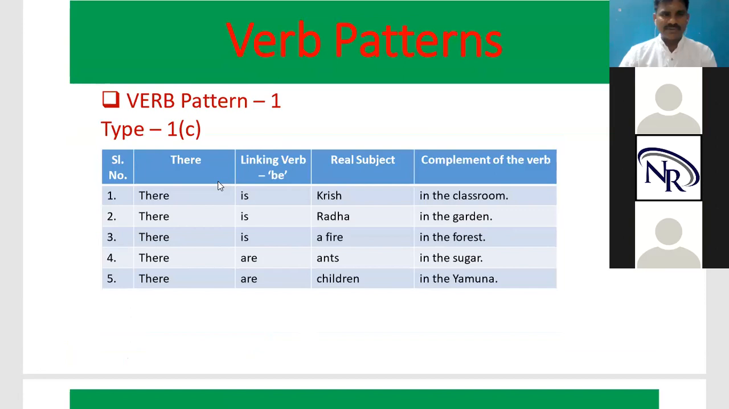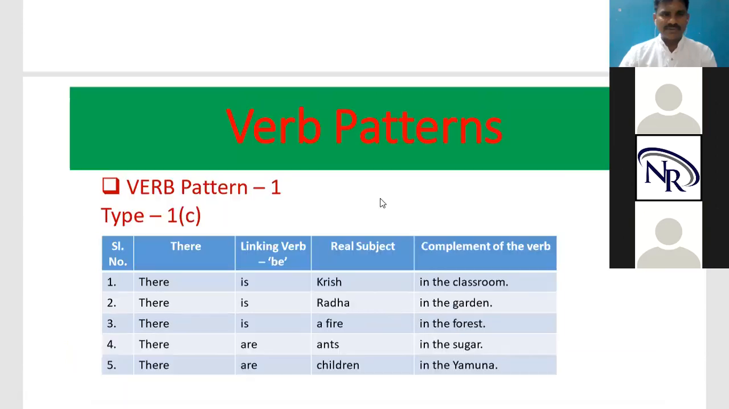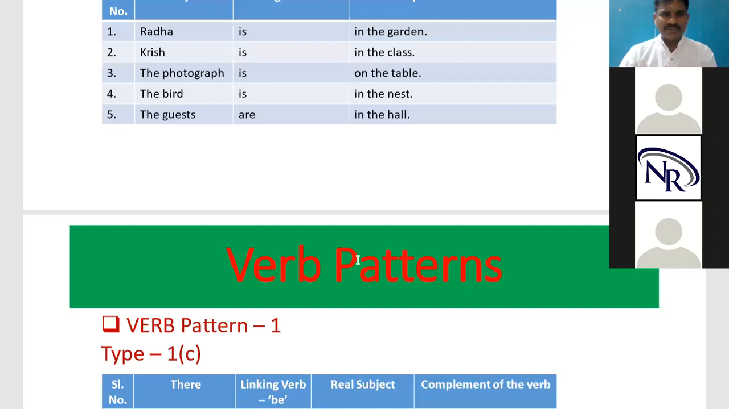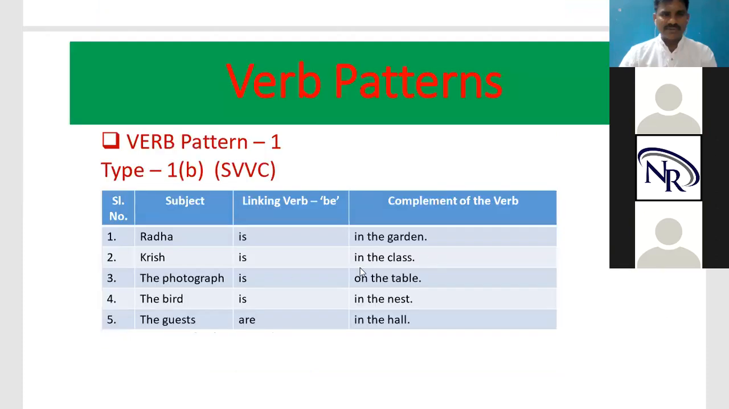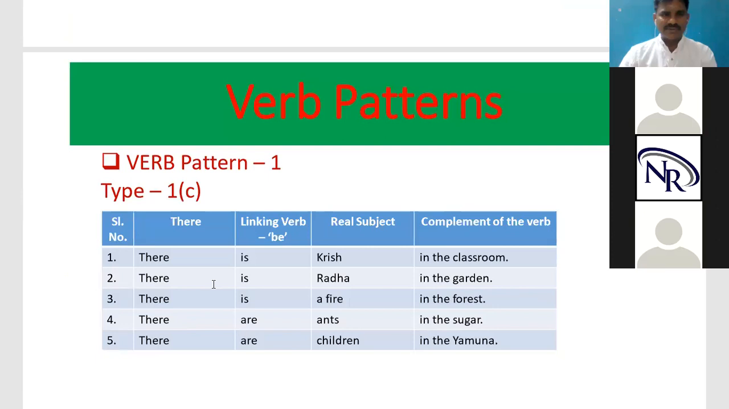There plus linking verb, be form, plus the real subject plus complement of the verb. For example, before, the verb complement: Krish is in the garden. Observe, Krish is in the class or in the garden. So we can use the same sentence using another structure also. This is the SVC structure. It can be used in this structure.